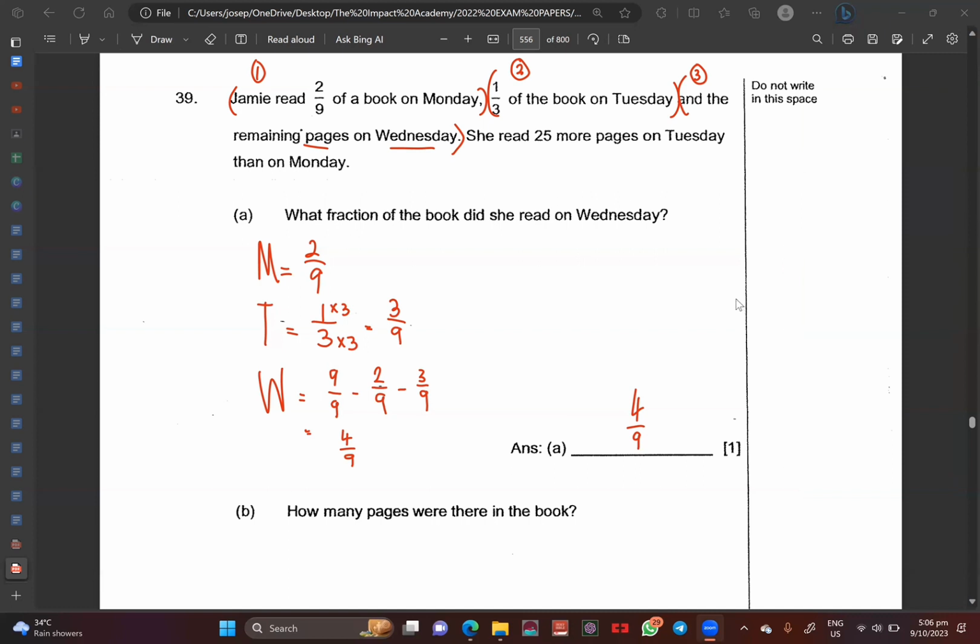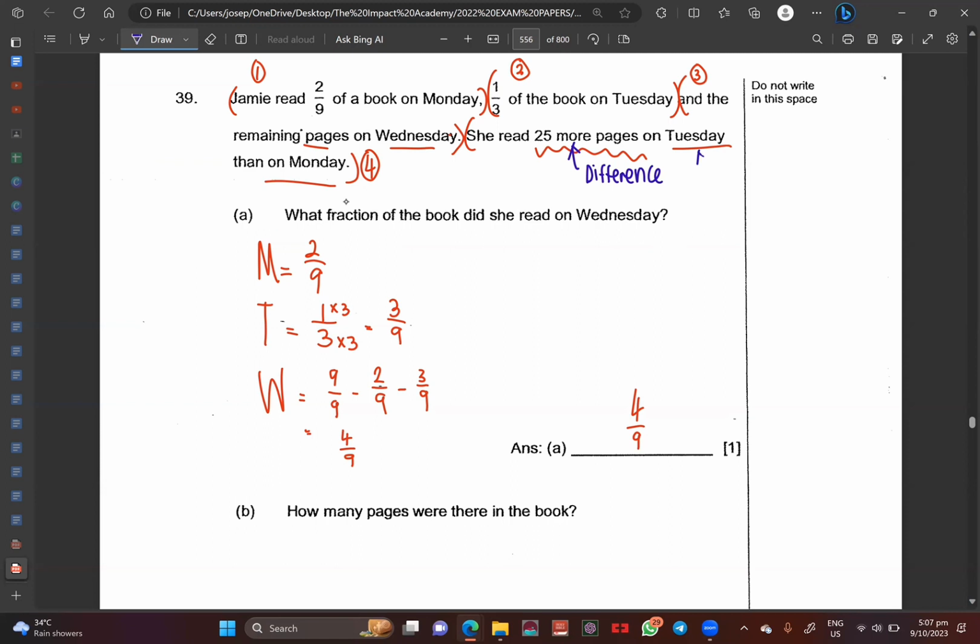Now, when I go on to B, of course, I don't even want to read B. I just want to look at the sentence number. We are on sentence number 4. What is sentence number 4? She read 25 more pages on Tuesday than on Monday. So what is this 25? This 25 is equal to the difference, correct or not? The difference between Tuesday and Monday. So the word more means that it is the difference. You agree so far?